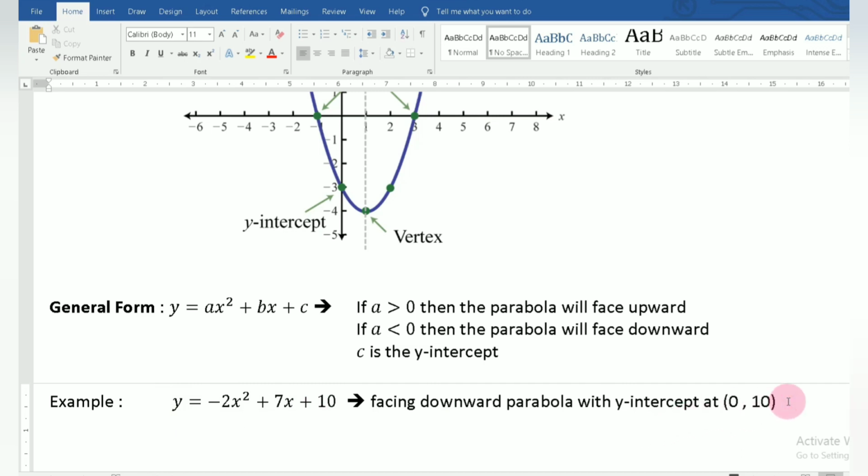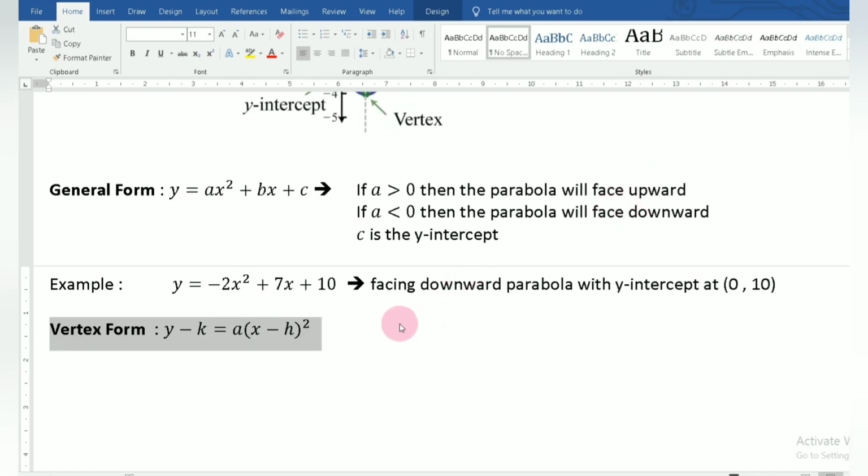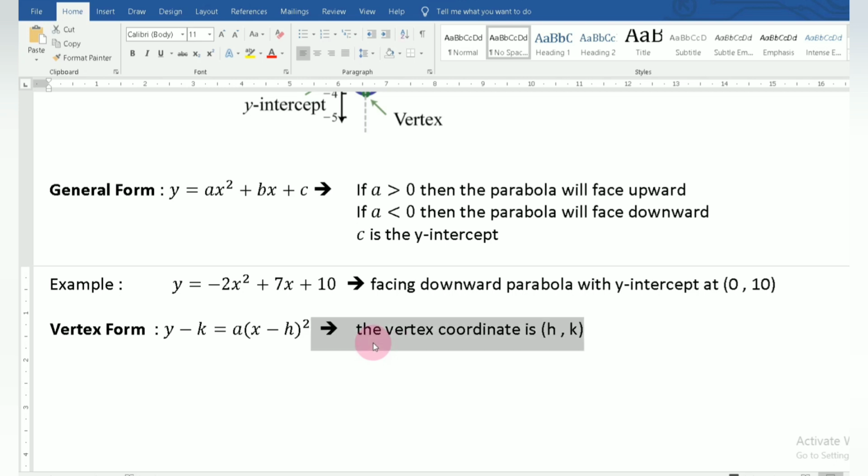And the next form that you must know is the vertex form. Okay, this is the vertex form. This is another alternation of the previous one. If you can convert the equation into the vertex form, you can get the coordinate of the vertex, because the vertex coordinate will be (h, k). So you need to refer to this form exactly, since you have to keep in mind this is subtraction. So it has to be in subtraction form.